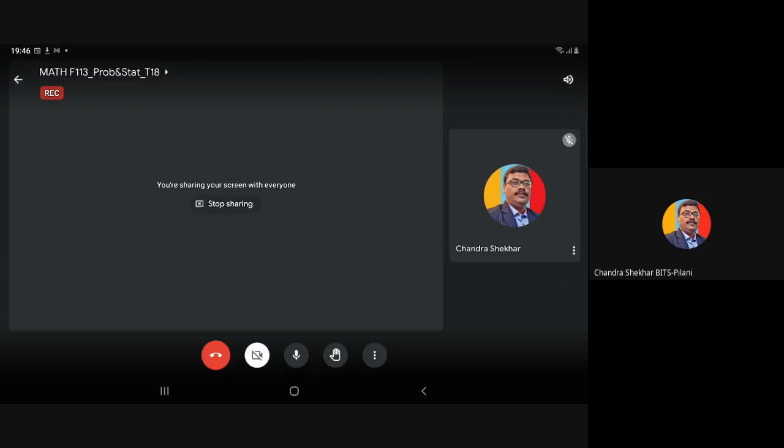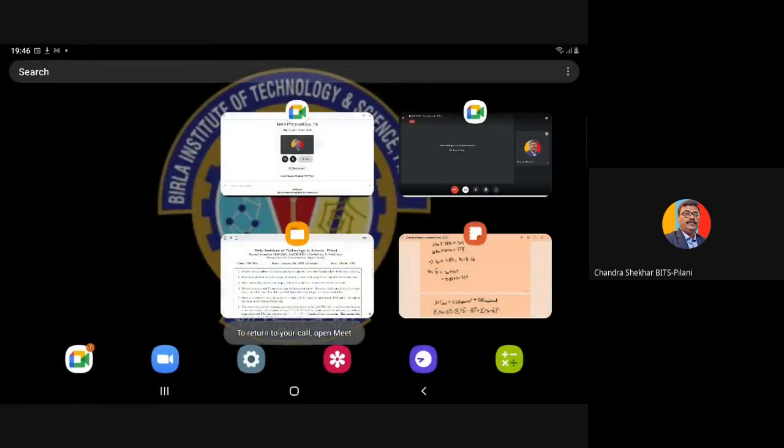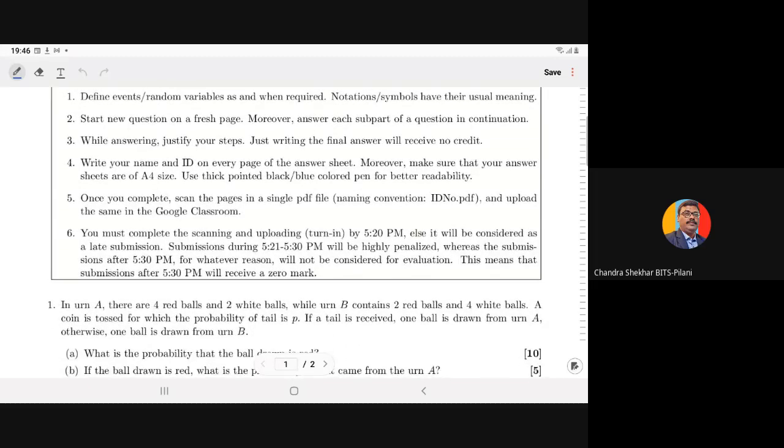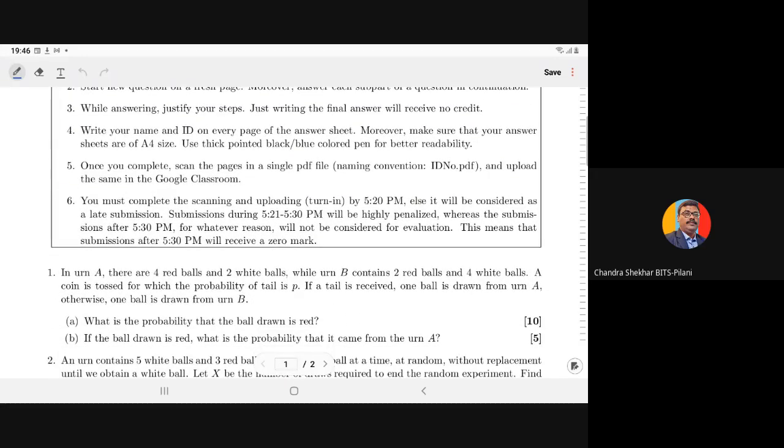Today, we will discuss the comprehensive examination question paper of the previous semester, 2021. So, let us start with the first question.